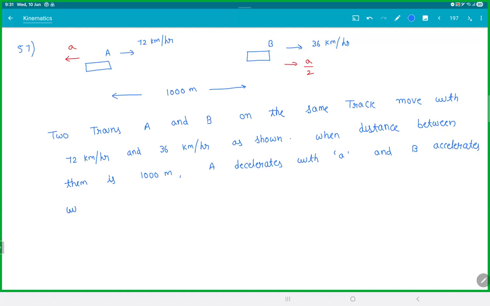Now just imagine if the value of a is very, very small, then what will happen? The trains will not be able to stop in time. They will hit each other. So find the minimum value of a so that there is no collision between them. If you apply brakes really hard, this will stop, so you're safe. But what is the minimum value? You just avoided the collision. Find the minimum value of a to avoid collision. We don't want A to go and hit train B from the back. I hope the story was clear. Get the value of a.